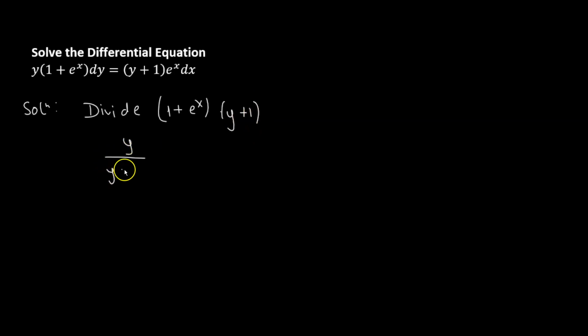So we are provided with a differential equation. Let us begin by separating the differentials. What we will do is divide both sides by 1 plus e raised to the power of x times y plus 1, and that will give us y divided by y plus 1 times dy equals e raised to the power of x divided by e raised to the power of x plus 1 dx. So this is in the separable form because the coefficient of dx is purely a function of x and the coefficient of dy is purely a function of y.